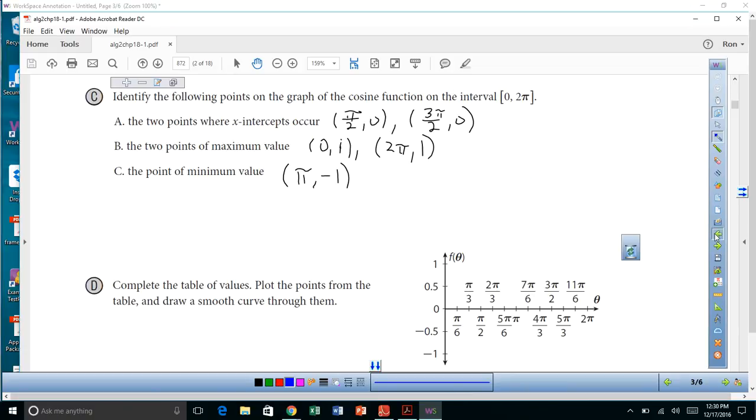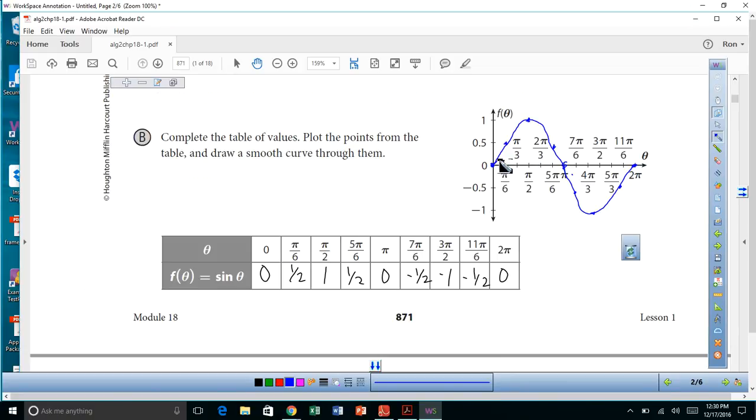And let's look at the sine. So you can see here's the intercept, here's the theta intercept, and halfway in between is the max. Here's the intercept, here's the intercept, halfway in between is the min. Okay?